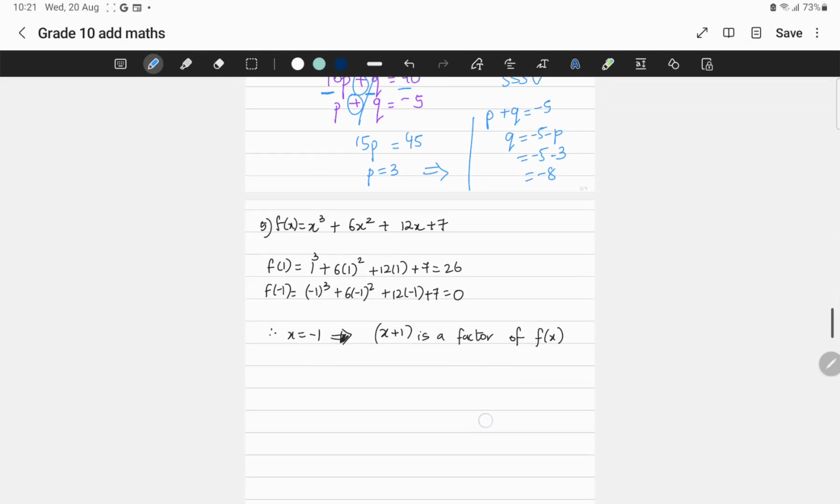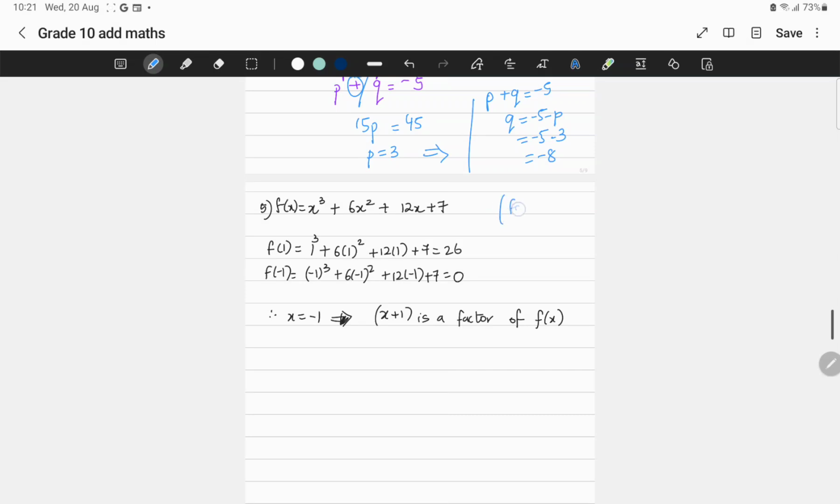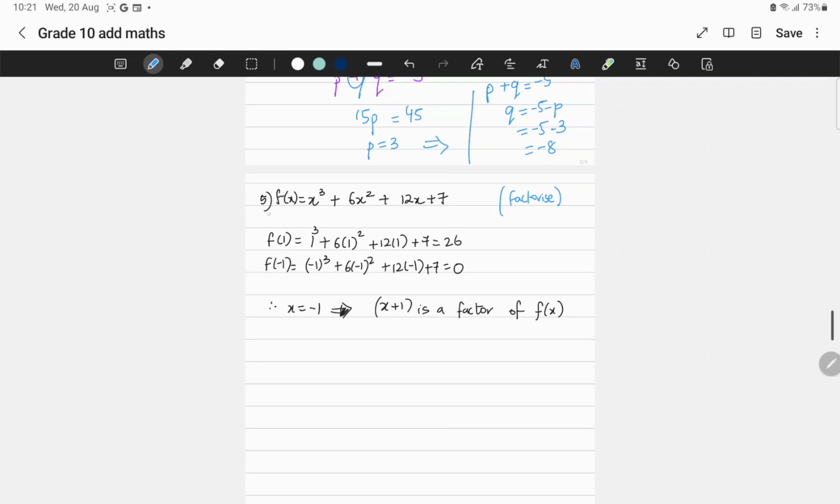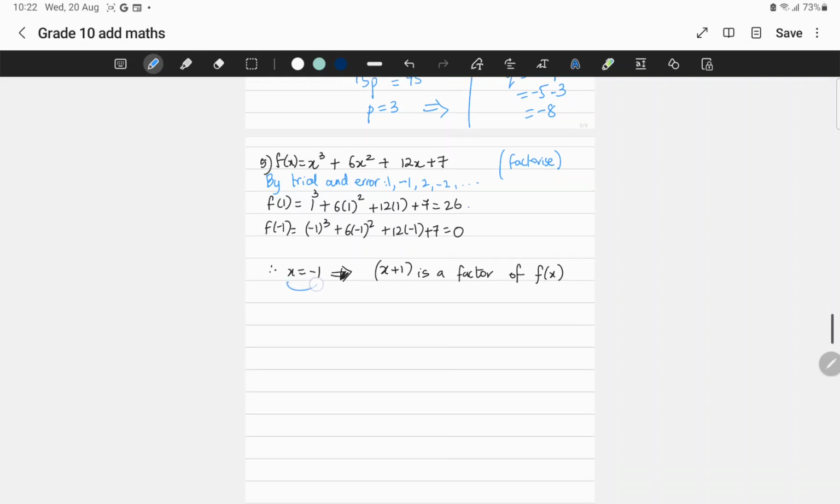For the next question, you're asked to factorize as far as possible. Pour factorize, premièrement, nous observons le facteur, nous remplacer by trial and error. We replace values such that you're going to get 0. So, normalement, on commence avec 1, après on fait moins 1, après on fait 2, après moins 2, nous allons même jusqu'à nous gagner 0. Quand on remplace 1, vous allez avoir 26, moins 1, c'est 0, qui veut dire que x equal to minus 1, nous prenons ça minus 1, on envoie le côté, x plus 1 becomes a factor.